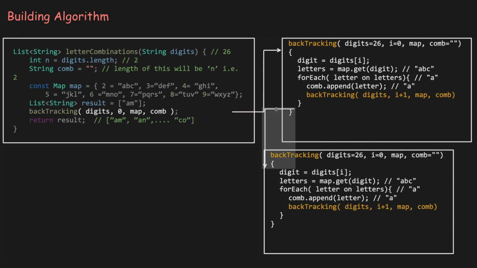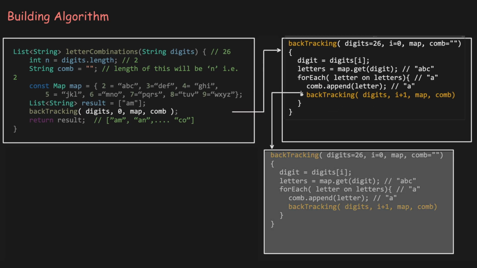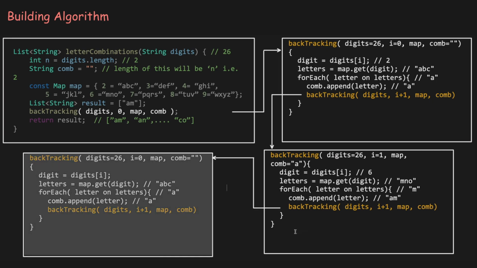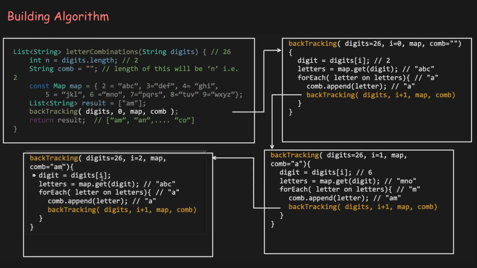For simplicity, let's visualize this recursive call separately. This time i will be 1 and the combination string would be initialized with a. We get the digit using index as 6, letters as m, n and o. We iterate over these letters and we start by appending m. Now we again have a recursive call, so let's see the values passed this time. Now we have i equal to 2 and combination is am. We see that i is now equal to the length of the input number. As discussed, that also means we have our first combination ready.